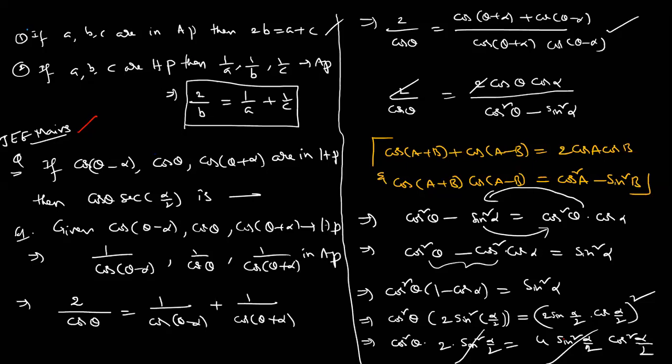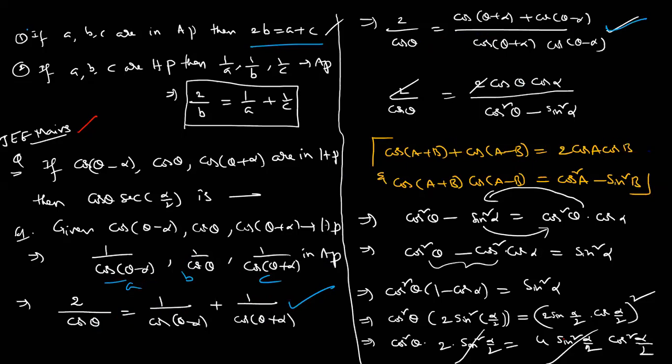Okay. See, dear students, these three terms are in HP. Find this value they're asking. So HP means the reciprocal terms are in AP. Now see the formula I wrote here. 2B is equal to A plus C. A means this one. A, B, C are in AP like that. See the formula. Now take the LCM.